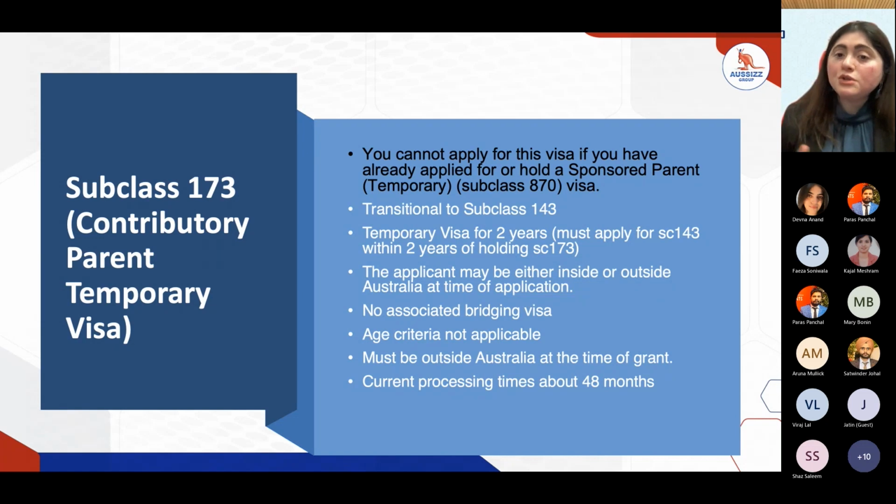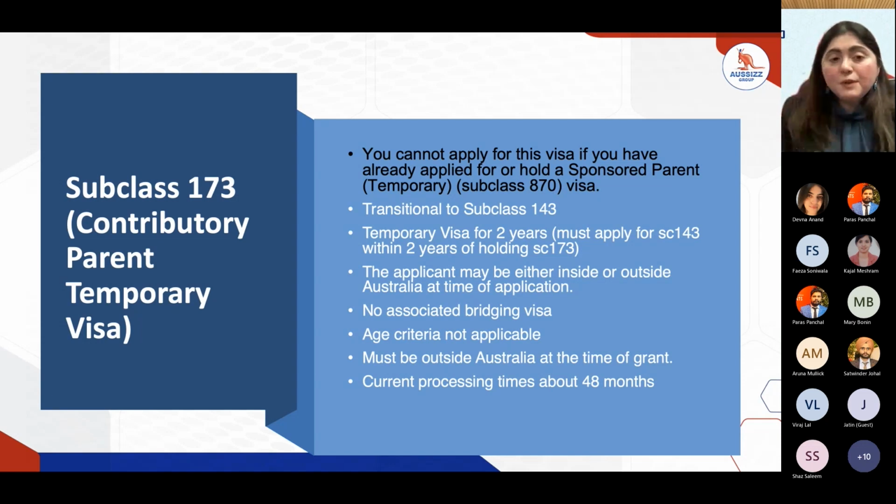So for the 173, you need to make sure about the 870 subclass, which is a sponsored parent temporary visa, which the department introduced recently, in the last 1 or 2 years. If you hold an 870 visa in Australia, you cannot apply for a parent visa. So if you have entered Australia already on an 870 subclass, you cannot apply for the 173 or a 143 parent visa. There is no exemption for it. You are straight away not eligible.